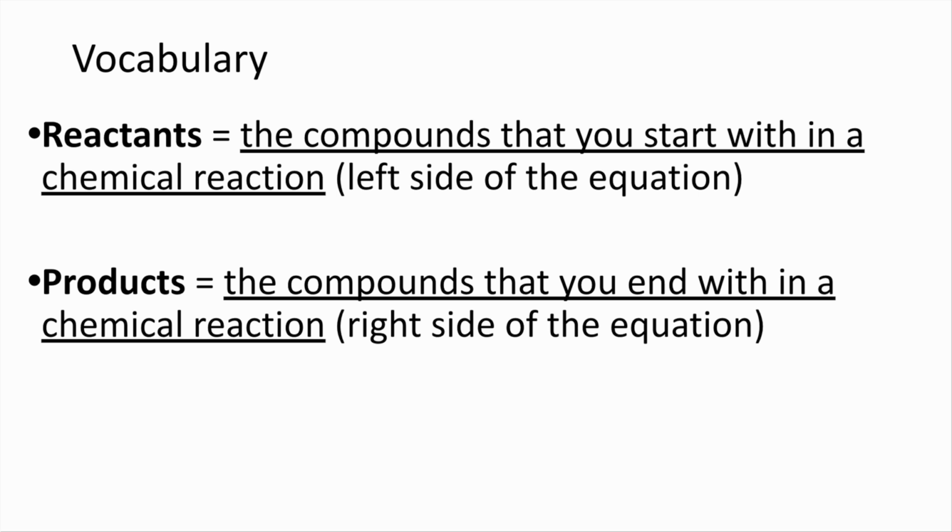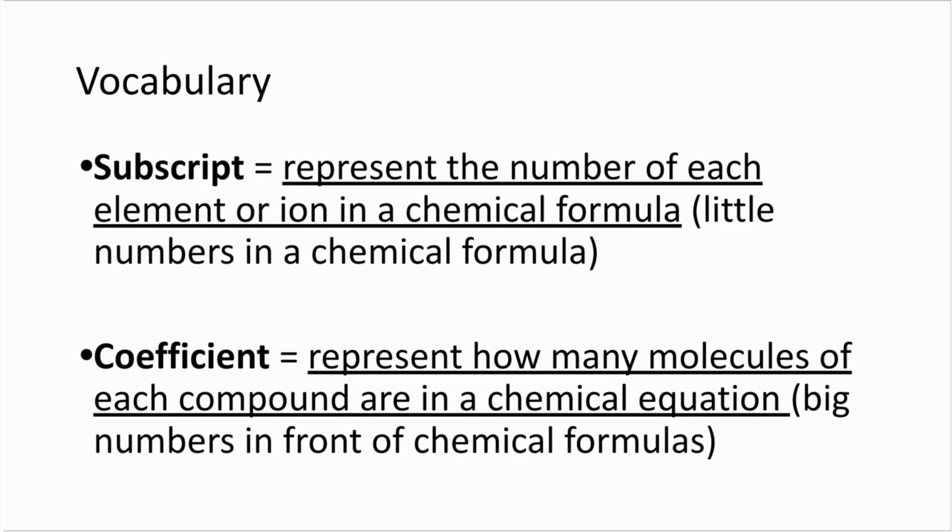So as a reminder, reactants are the compounds that you start with in a chemical reaction. They're always on the left side of the equation. Products are the compounds that you end with in a chemical reaction, and they're found on the right side of the equation. Subscripts, remember from when we were writing formulas, represent the number of each element or ion in a chemical formula, and those are the little numbers in the chemical formula.